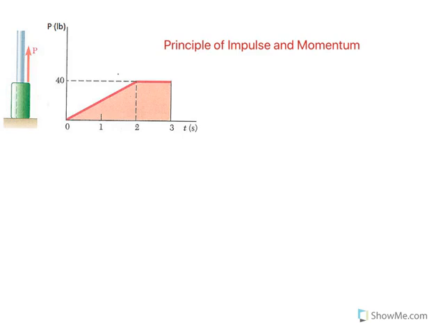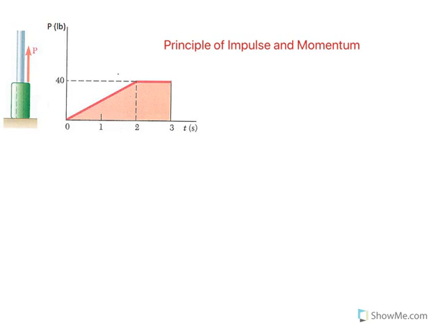Hello again. I want to show you an example of a kinetics of particles problem where we would use the principle of impulse and momentum to solve this problem. Whenever the force acting on an object is a function of time, a convenient way to solve the problem is the impulse and momentum approach. You could still use the second law, but actually impulse and momentum for a problem like this is much easier and quicker.